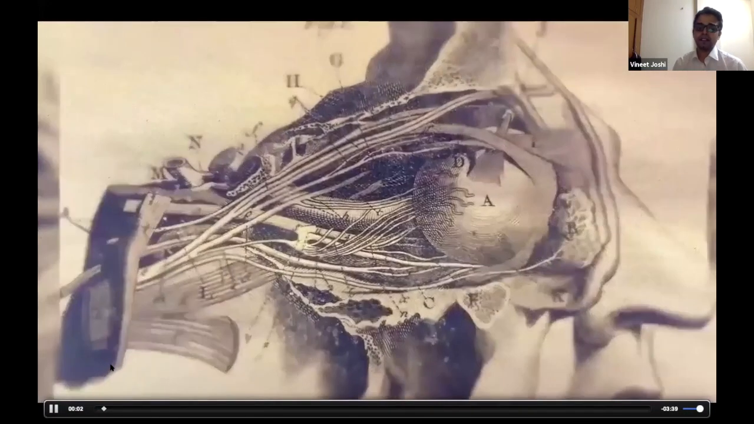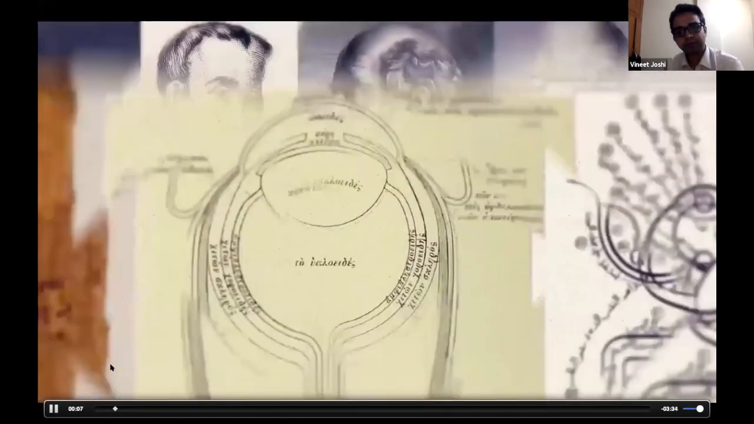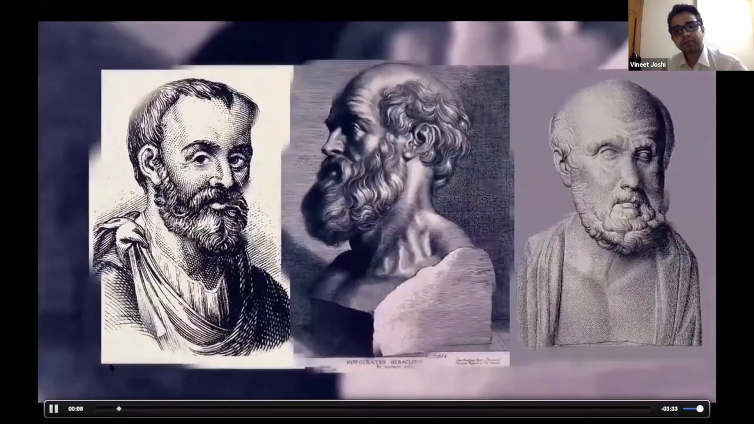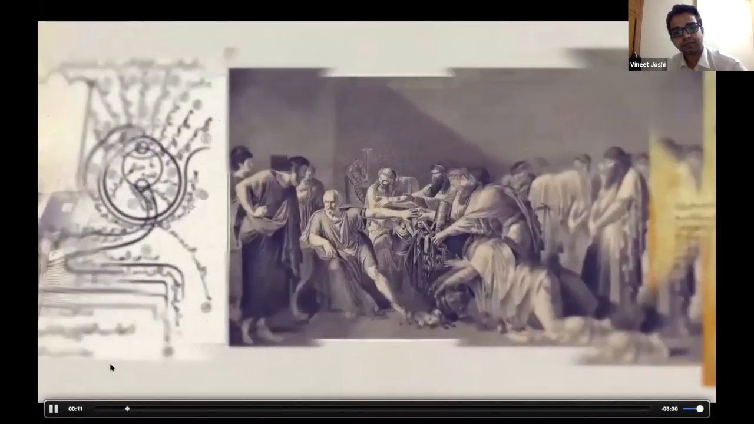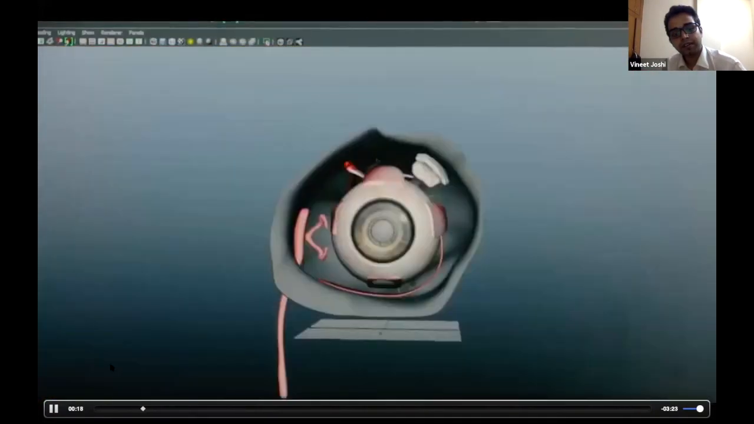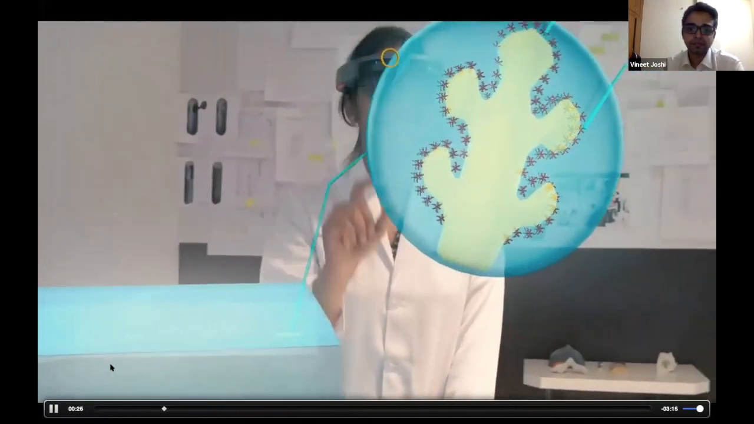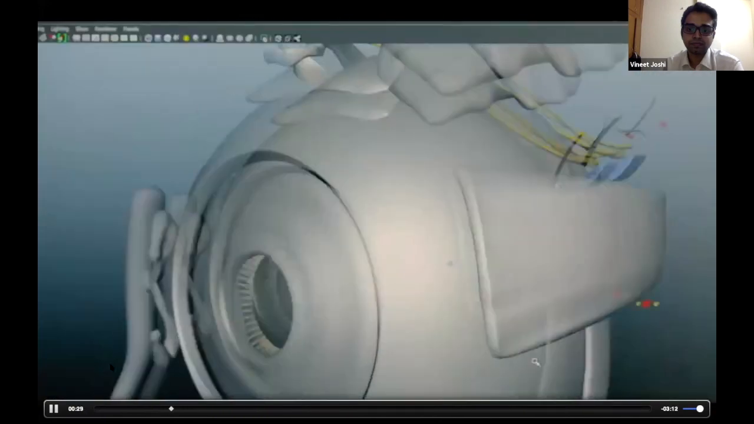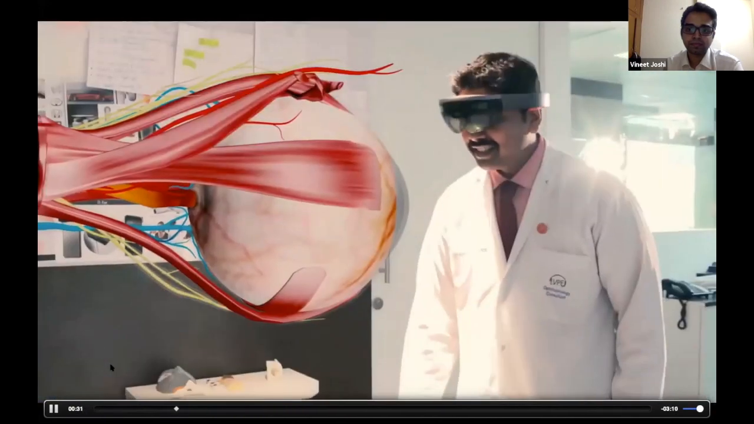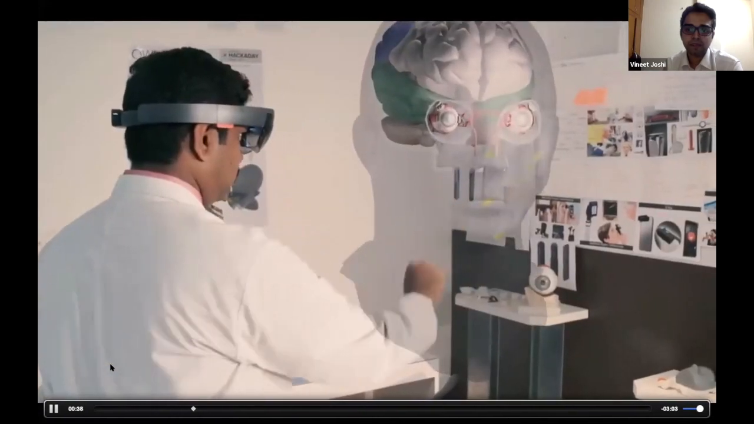From the very first depiction of eye anatomy by Hippocrates and Galen, we've come a long way now. And the next evolution in learning, the revolution of augmented reality-assisted learning, is here. Augmented reality adds a whole new dimension to teaching and learning. It allows you to project information of three-dimensional models in space and learn in a new perspective. Human eye anatomy can be studied in greater detail, with the learning made more experiential.